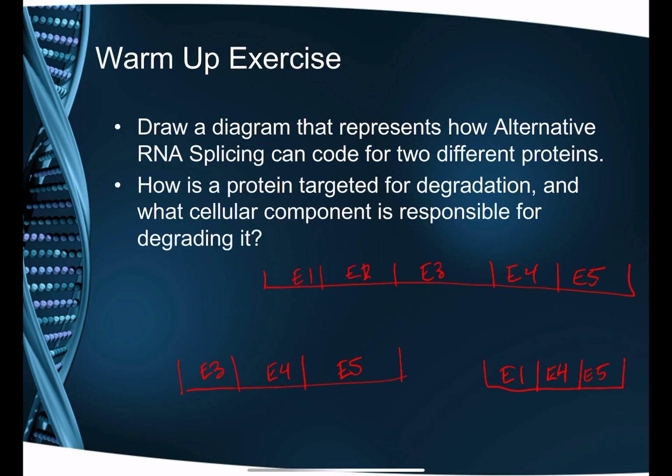The next part, how is a protein targeted for degradation and what cellular component is responsible for degrading it? So it is targeted by ubiquitin. Ubiquitin is the molecule that is put on its surface that's going to mark it. And then a proteasome is what is actually degrading it. Basically some enzymes that cut and chop it up into little fragments.